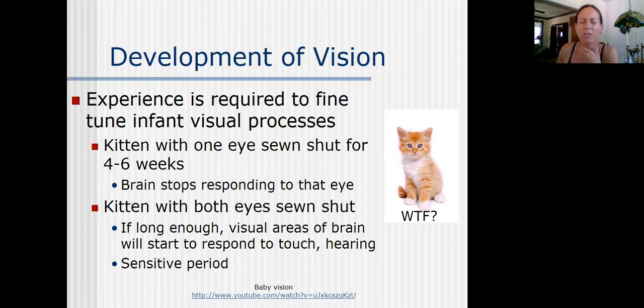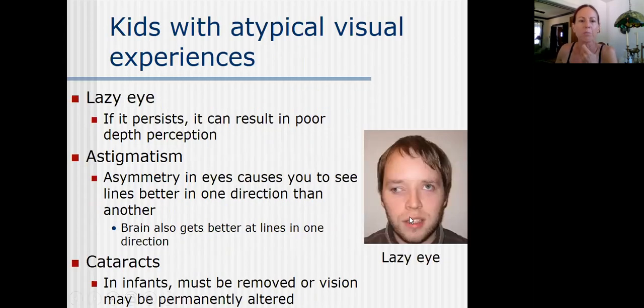This is, again, why it's so crucial to get children the kinds of varied experiences and don't just sit them in front of a television. So there's a sensitive period for that. If you do it at a certain time, you will get the problems.